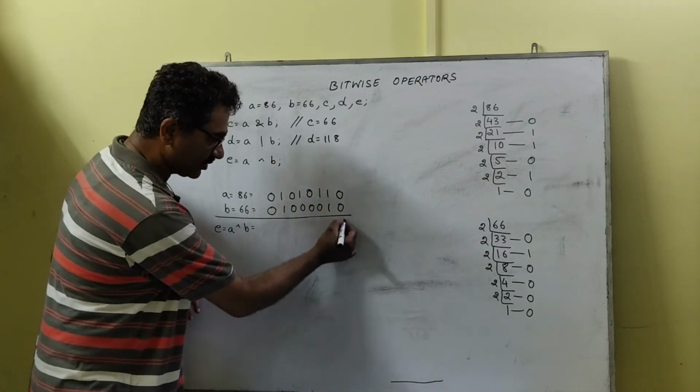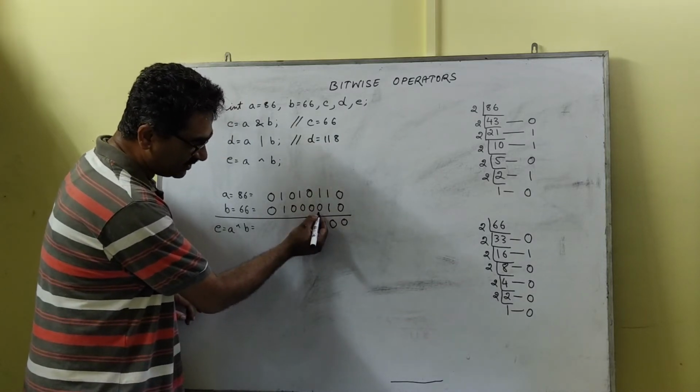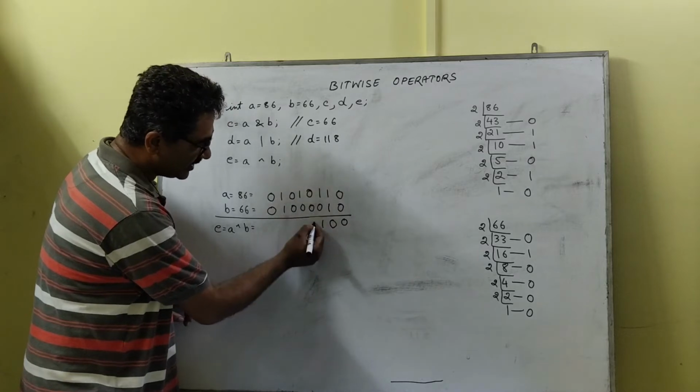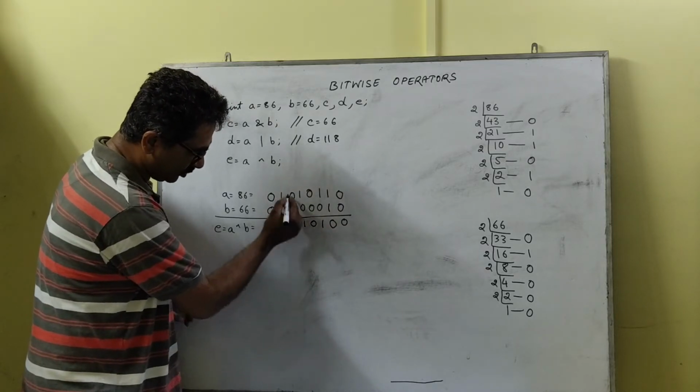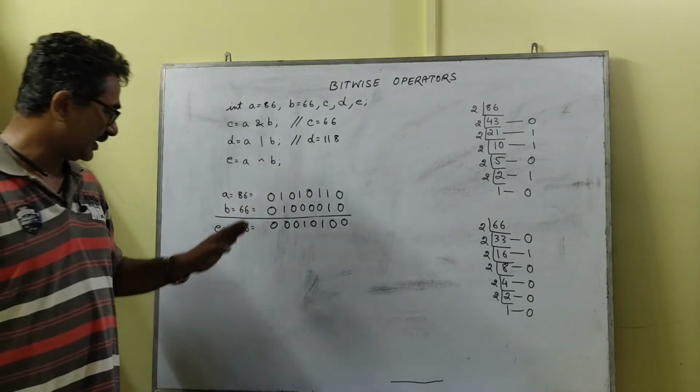So both are 0, therefore 0. Both are 1, still 0. One of them is 1, the other one is 0, so we go for 1. This is 0, again 1, both are the same, therefore 0, this is 0, this is 0. So you see how simple XOR is.